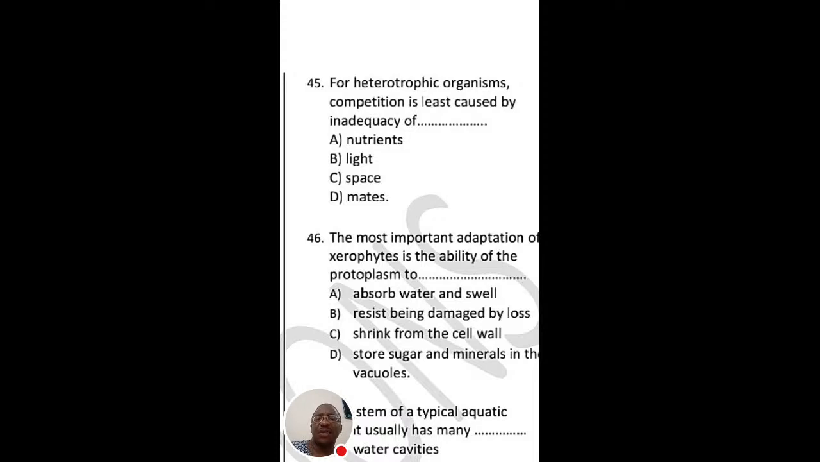Light, yes, because they don't need sunlight. Space, they can struggle for space. Mate, they can struggle for mate. So light is more of a factor that affects organisms that are mostly plants. So that's why the answer is B, okay?